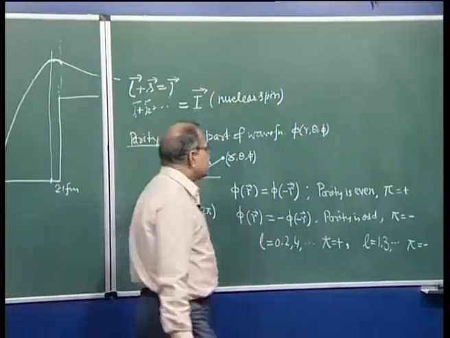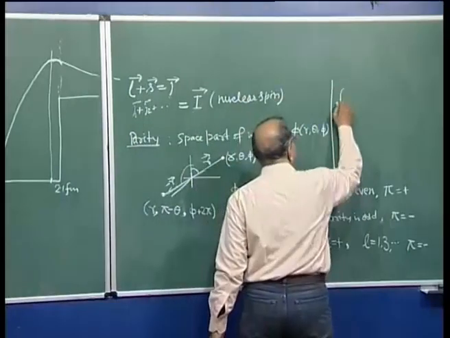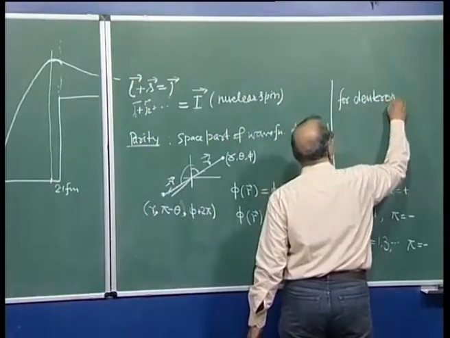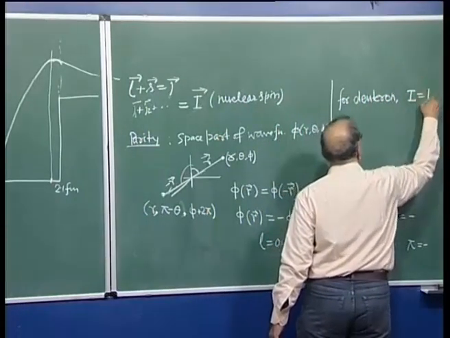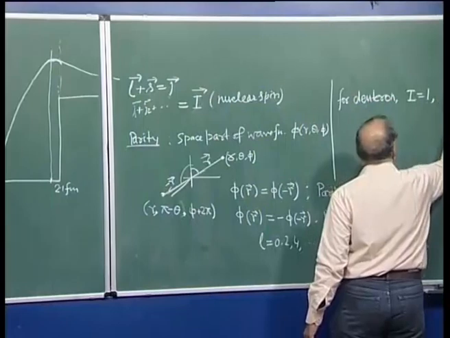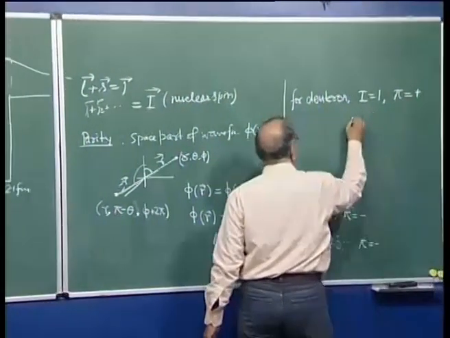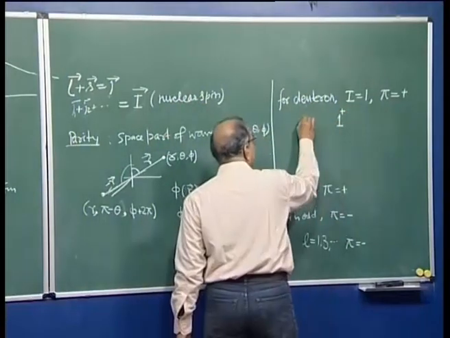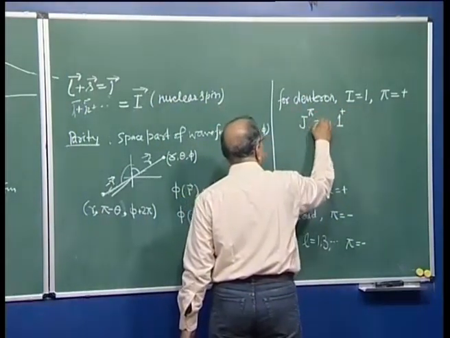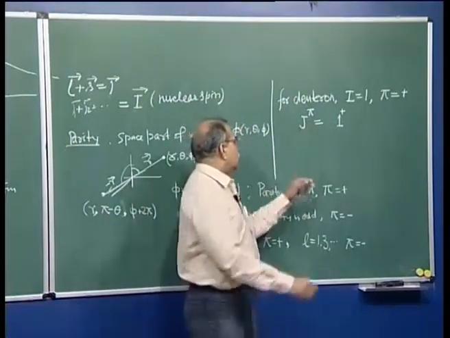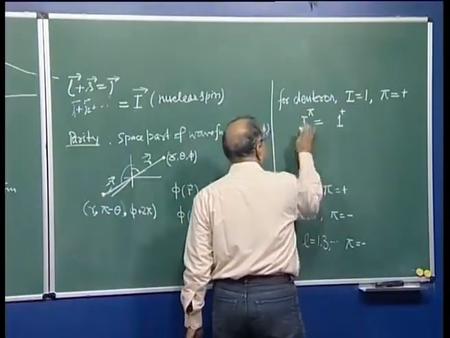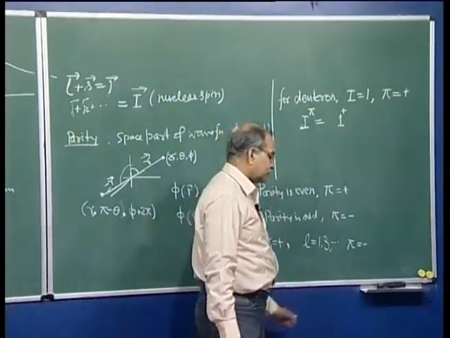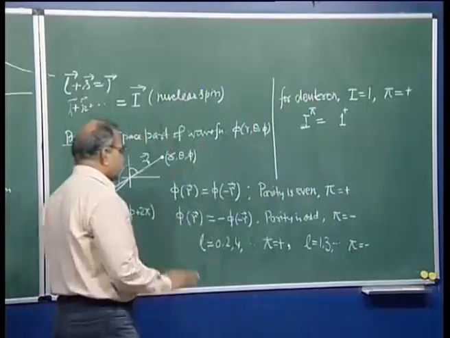For deuteron, these things are measured. I is equal to 1 and parity is positive. So, we write it as 1 plus, I pi. So, I is 1 and pi is plus. So, that is deuteron. So, let us see if we can learn something from this.